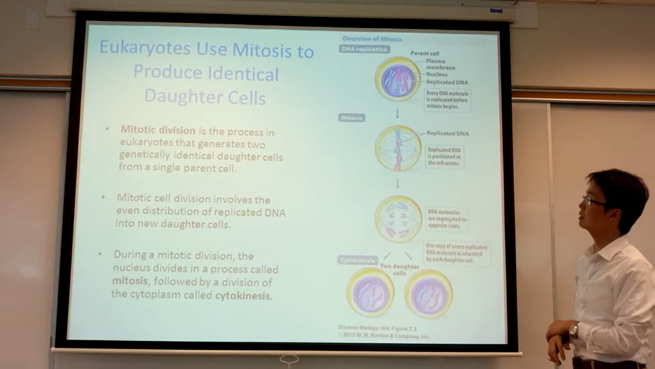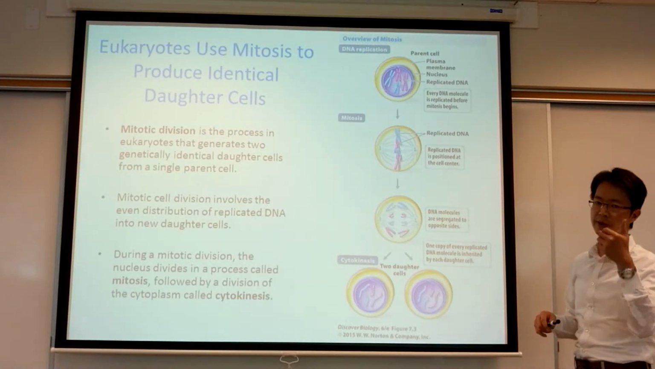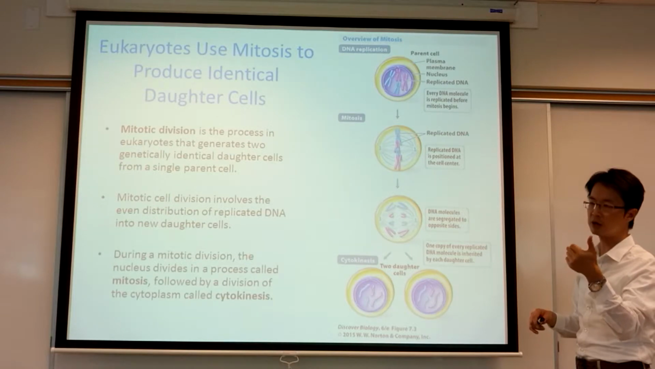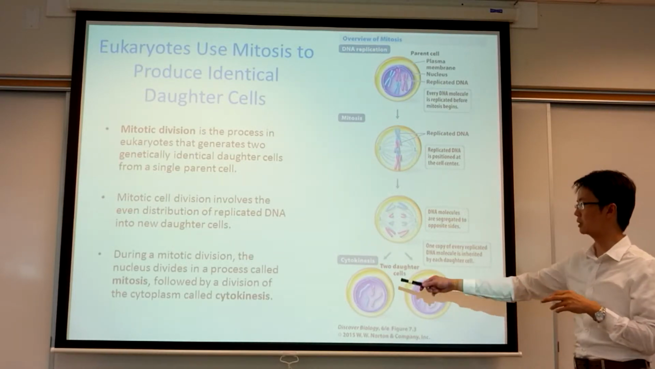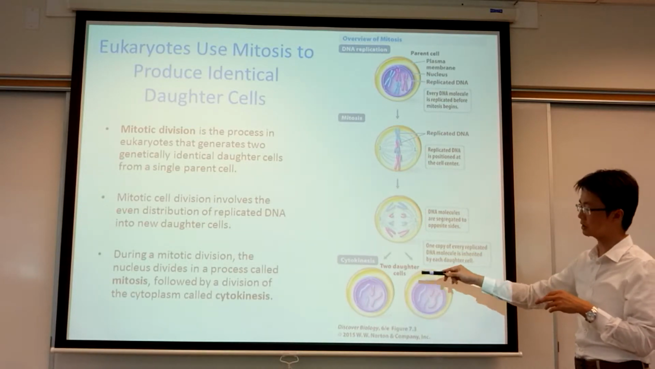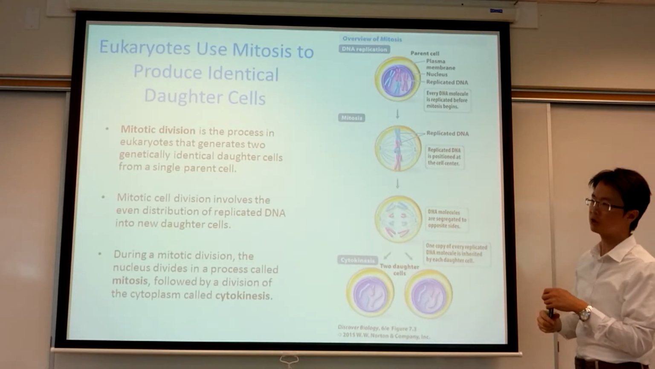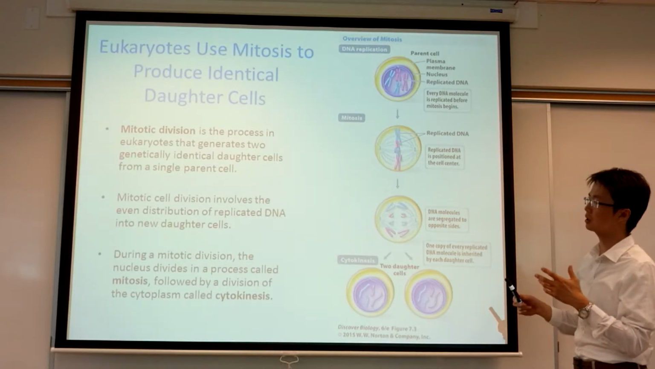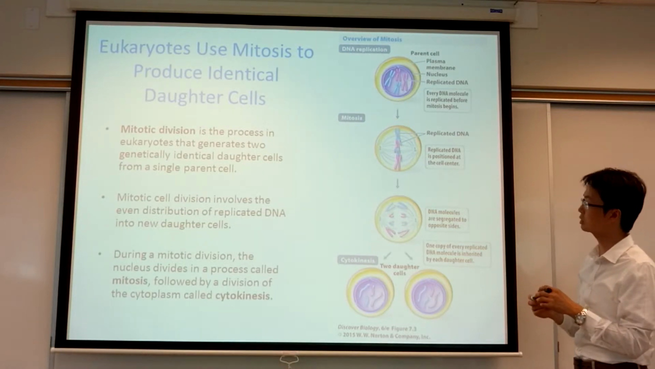Mitosis: we have one parent cell, and we have two daughter cells. The two daughter cells are genetically identical. Not only that, the two daughter cells are also genetically identical to the parent cell. So that is the overall view of mitosis.